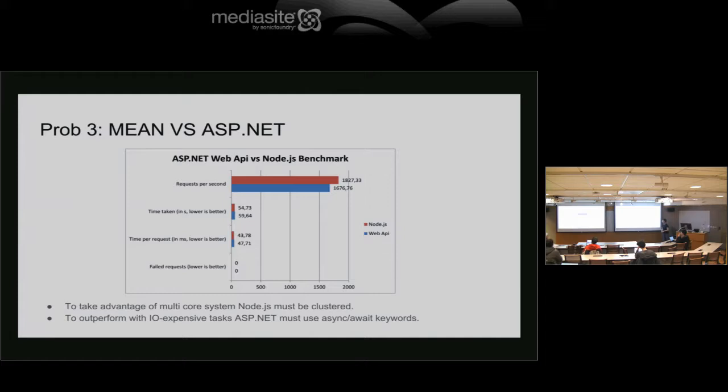So you can see that Node has a little bit of an advantage over the processing in terms of performance, although they do have different advantages in different cases. To take advantage of the multi-core system, Node.js must be clustered to achieve the most performance. And to outperform on I/O intensive work, ASP.NET must use the async await keywords. So they do perform differently. They have advantages in their own fields.